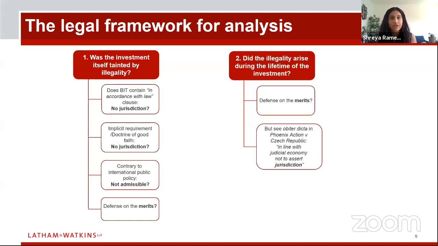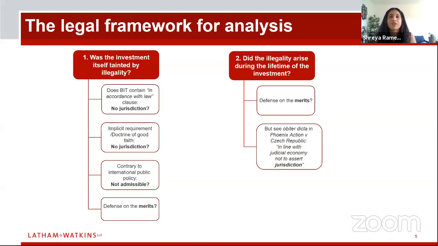They can be brought during the jurisdictional stage, which means that a party can use a corruption allegation to argue that the ICSID tribunal, for example, does not have jurisdiction because the investment was tainted by illegality. That's a jurisdictional objection that's based on corruption.